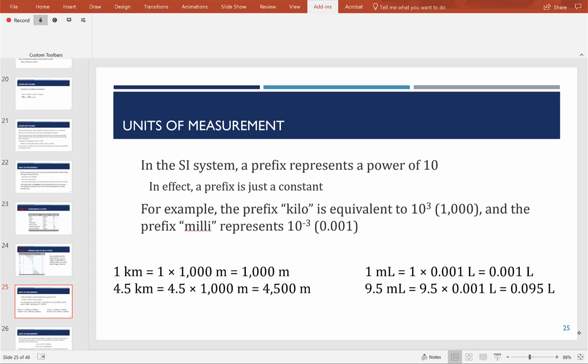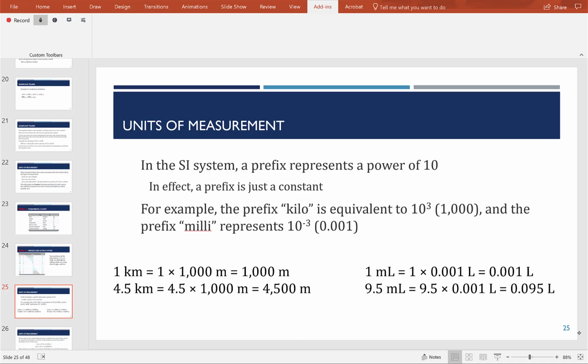So when we look at 1 km, 1 kilometer, you always want to be able to see that as being like a multiplication problem of 1 times the k, which stands for 1,000, times meters. So 1 times 1,000 meters, or 1,000 meters. And the same thing with the example right below that, 4.5 kilometers. The k stands for 1,000, so it's just 4.5 times 1,000 meters, or 4,500 meters.